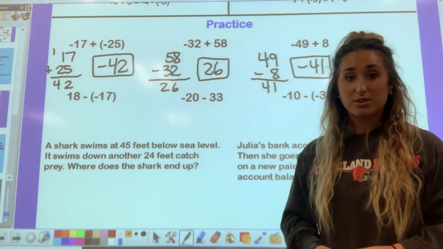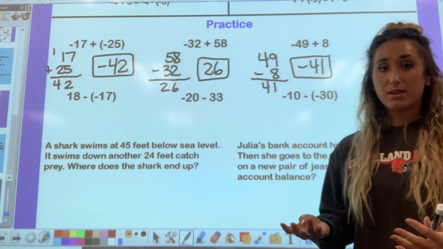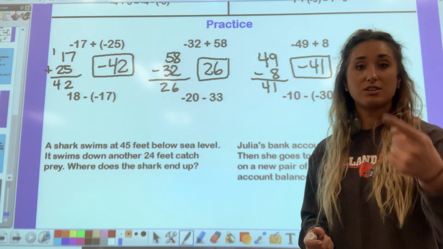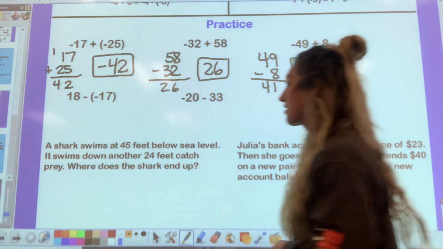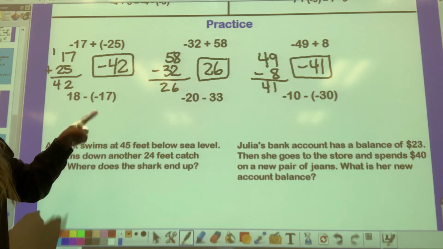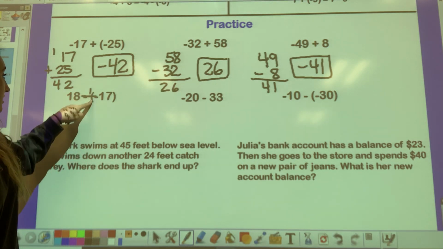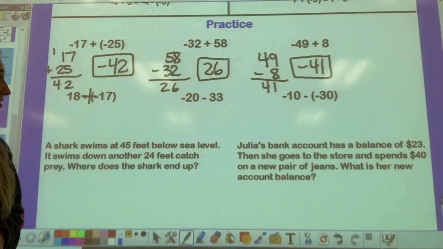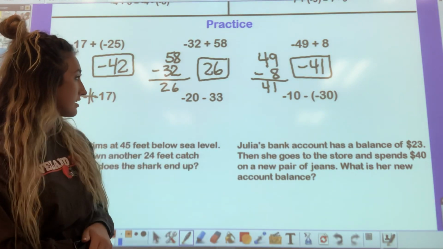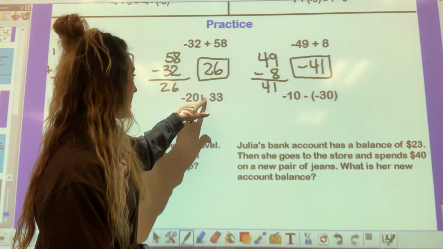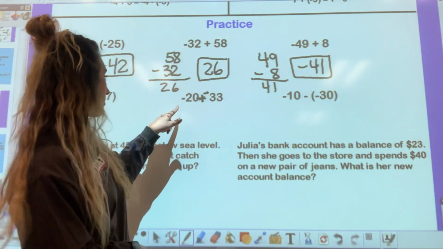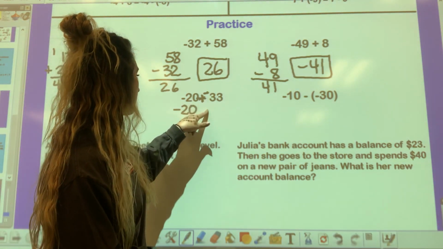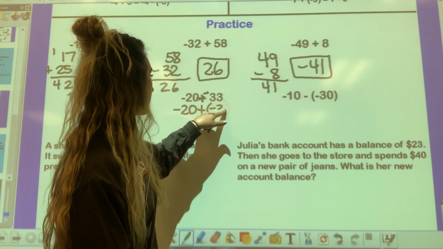The next three problems are subtraction, and remember, our only rule for subtraction is to turn it into an addition problem. So I'm going to do that for all of these. Remember, subtracting a negative really just means adding a positive. Subtracting a positive really means adding a negative. And I'll write that a little bit more clearly. This becomes -20 plus -33.